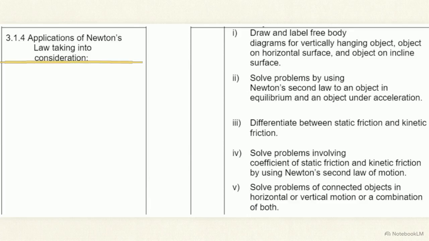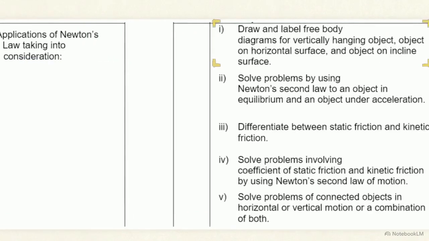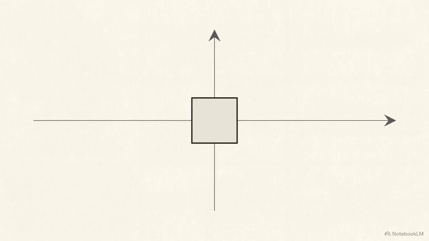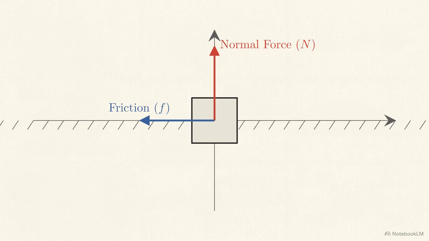As outlined in subsection 3.14, you are required to accurately draw and label free body diagrams for vertically hanging objects, objects on horizontal surfaces, and objects on inclines. To execute these diagrams, you must isolate three core forces. First, normal forces, kinetic and static friction, and tension forces.